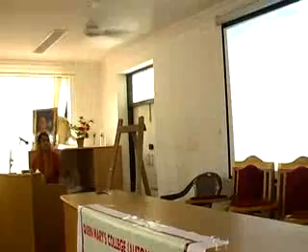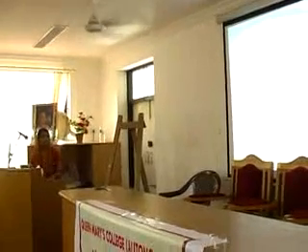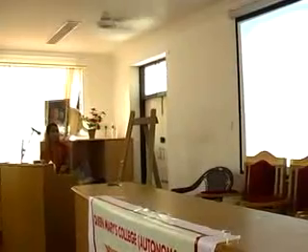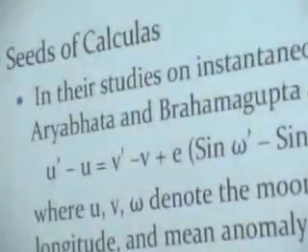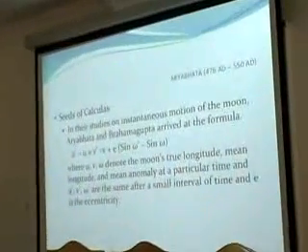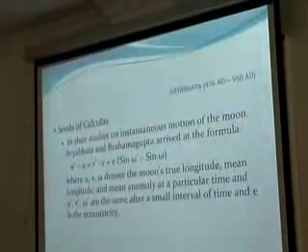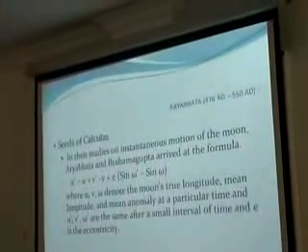Seeds of calculus. Here we know that we have differential calculus, integral calculus, everything. In this period, calculus was introduced. How was it introduced? During the instantaneous motion of the moon, Aryabhata arrived at the formula u' minus u is equal to v' minus v plus e (sin w' minus sin w). Here u, v, w denote the moon's true longitude, mean longitude and mean anomaly at a particular time, and u', v', w' are the same after a small interval of time, where e is the eccentricity, we know that 1 minus b square by a square.